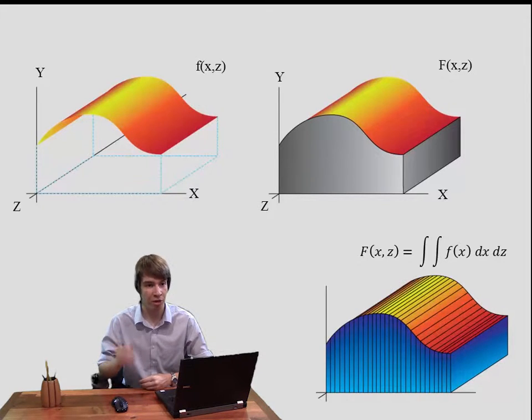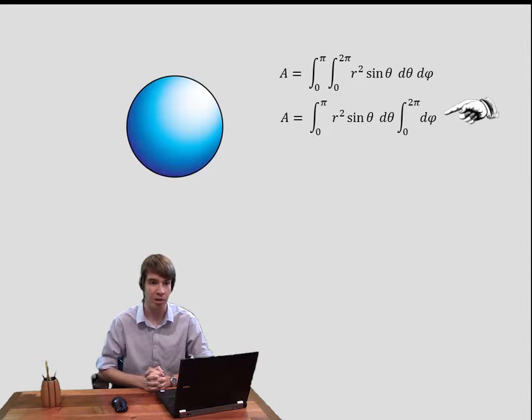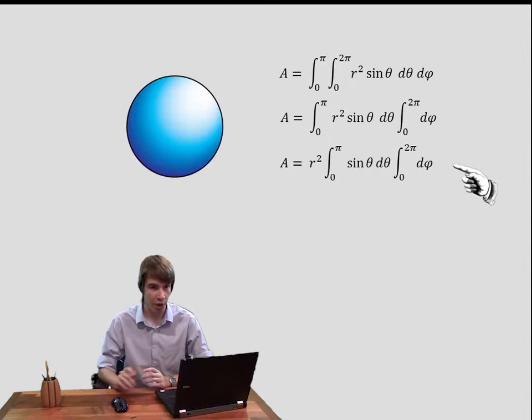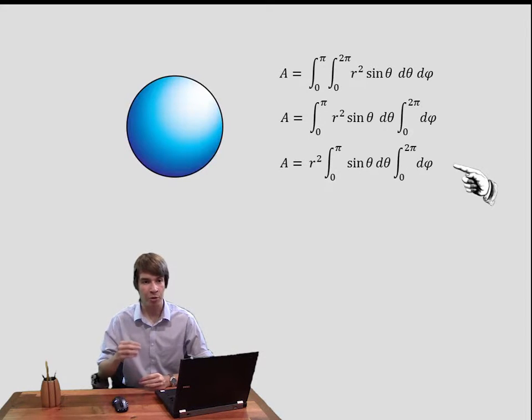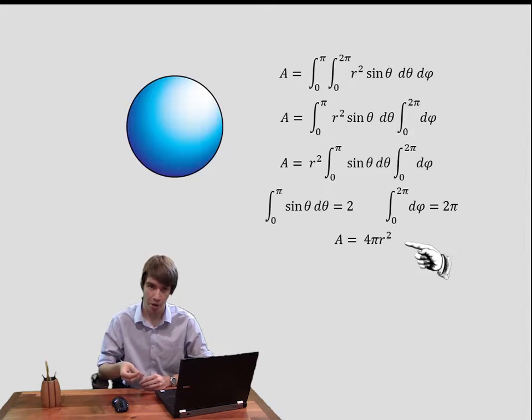This allows us to treat the variables we are not integrating across as constants. Thus, for our equation for the surface area of the dust grain, we can separate the integrals. We can also pull out r squared as a constant. Now we're left with 2 easy integrals, and when we evaluate, we get 4 pi r squared, which is just the surface area of a sphere.